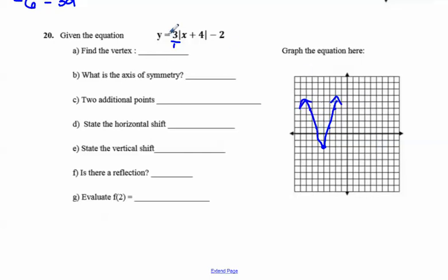So the vertex, that's what we found when we moved left 4 and down 2. It is going to be the opposite of this number, so negative 4, and then this number, negative 2.